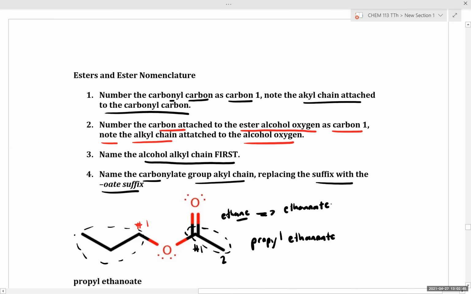Does that make sense to everyone? So you name the alkyl chain on your alcohol, then you name your carboxylate chain, modifying the ending to the -oate ending to denote the fact that we have an ester. Any questions on this naming convention?